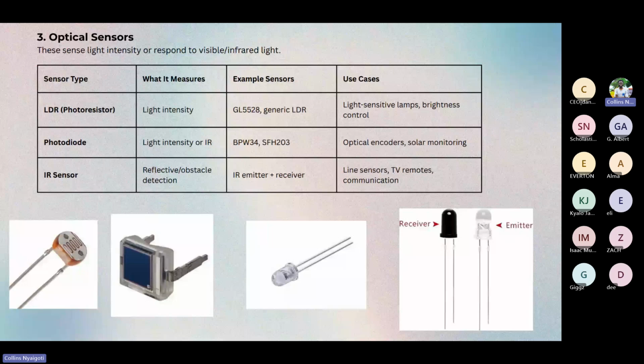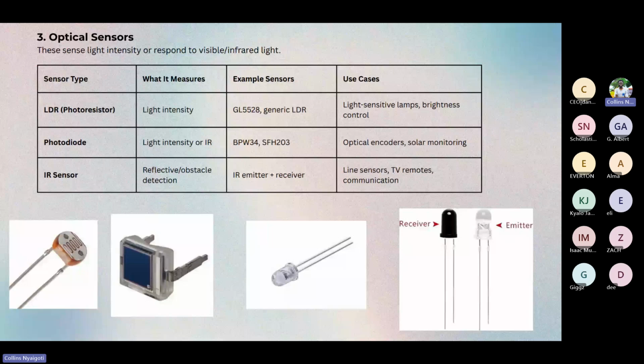So they're pretty cool. Depending on the type of project you are working on, you might need optical sensors. If your project involves light in any way, these are the sensors you'll be looking at. Though there are so many. These are the four that I highlighted, but there are so many light sensors.